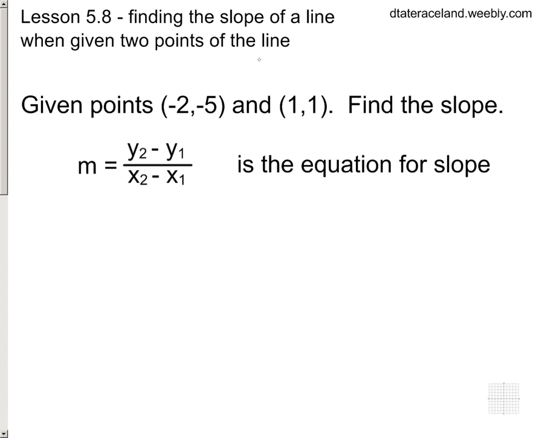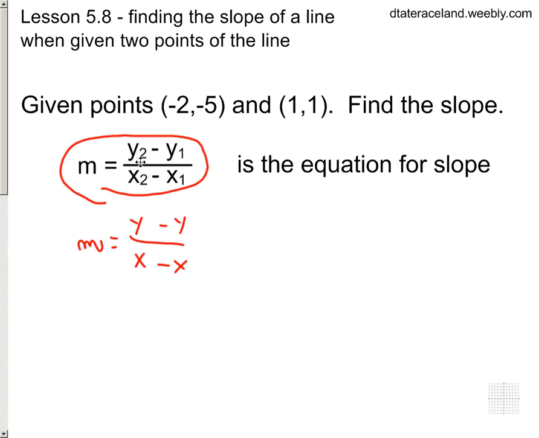Find the slope of a line when you're just given 2 points on the line. So here we go, we've got (-2, -5) and (1, 1). The main thing that you need is this equation right here, and I'd like to just simplify it. If we could just think of it as m equals y minus y, and x minus x is on the bottom. If we could think of it like that, maybe it won't be too overwhelming with those subscripts on there. And we'll talk about how to use it here in just a second.